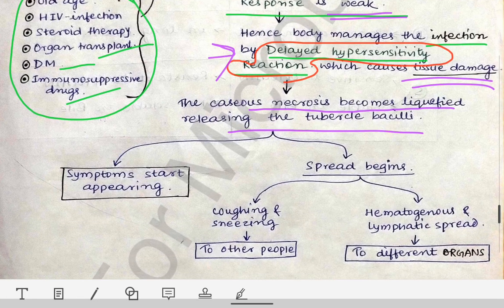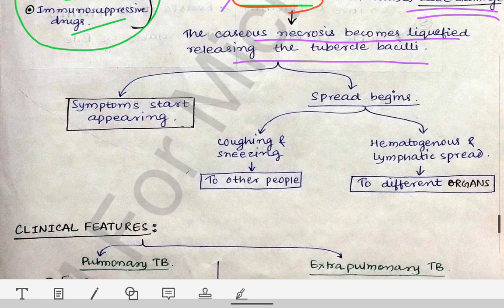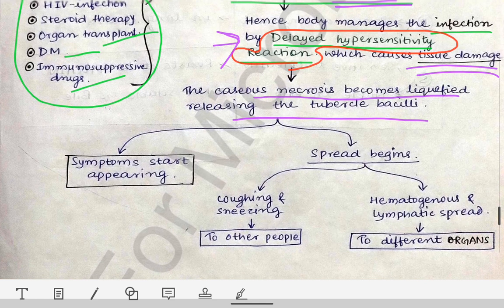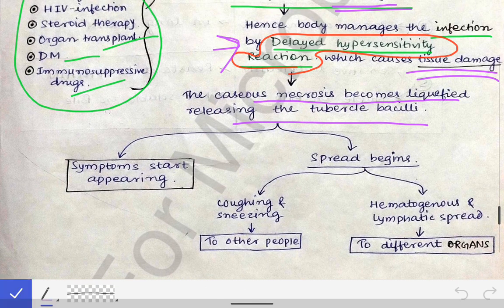As there is liquefaction of the caseous necrosis, there occurs the appearance of the symptoms. Now the symptoms start appearing, because now there is no one to stop the tubercle bacilli. The tubercle bacilli are free now, and also spread begins now. Why?